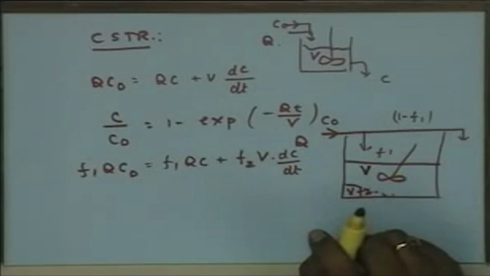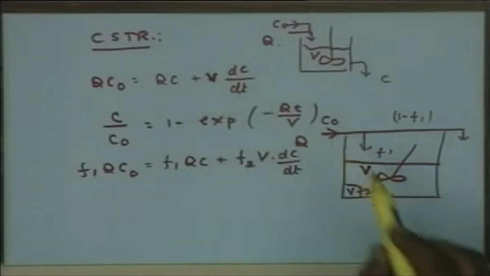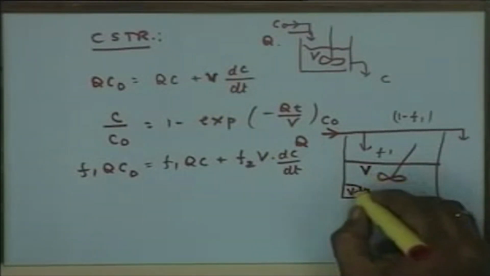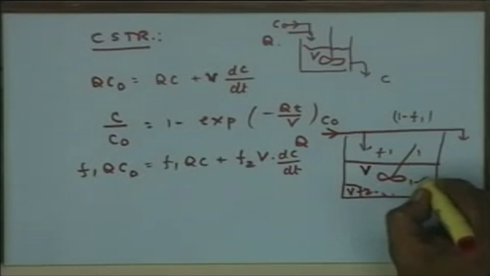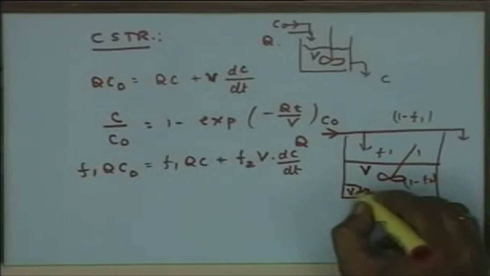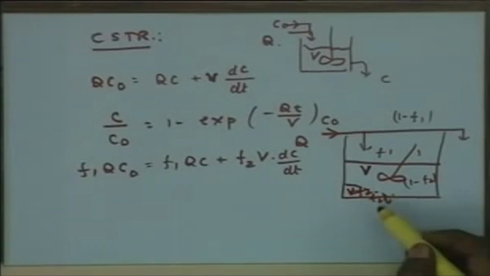So earlier there was no dead zone, so we had the whole volume V. Now, because we have a dead zone, the non-dead volume will be 1 minus F2. Let us see, this is 1 minus F2, the total active volume, and this becomes F2 into V. So, if F2 is well mixed, then 1 minus F2 into V is the dead zone.